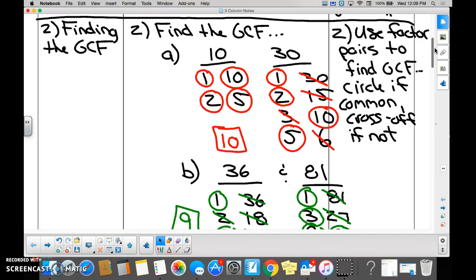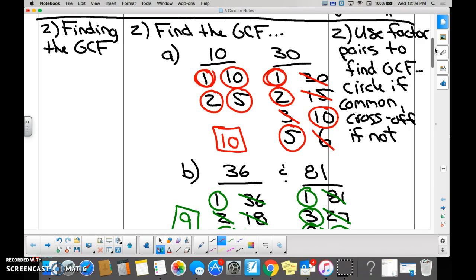So what we're going to do is we're going to find factor pairs, which is great practice for our multiplication anyways. We find factor pairs. Once we find all the factor pairs for both numbers or all three numbers or all four numbers, however many you're comparing, we circle, right? We circle if they're in common.